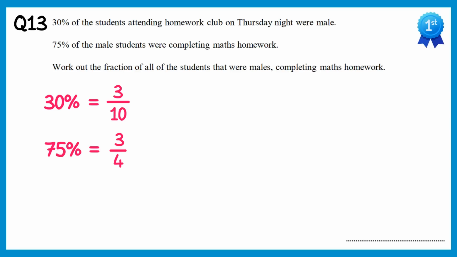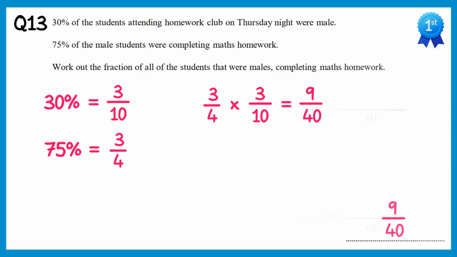So I need to do 75% of the 30% of students, which is the same as doing 3/4 of 3/10. 3/4 of 3/10 is just the same as 3/4 times 3/10. If you times these, you get 9 over 40, which is the answer to the question.